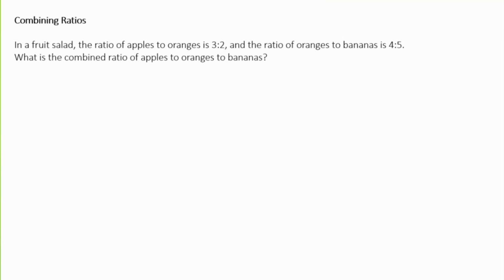So in this question, we are told that in a fruit salad, the ratio of apples to oranges is 3:2, and the ratio of oranges to bananas is 4:5. What is the combined ratio of apples to oranges to bananas? As we can see, we have been given the ratio of apples to oranges as our first ratio, and the second ratio we have been given is the ratio of oranges to bananas. In both ratios, we have a common variable, which is the oranges.